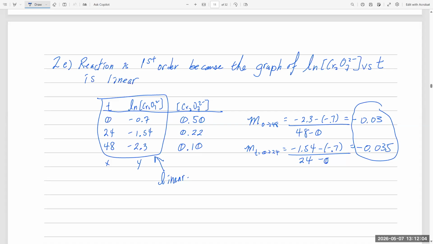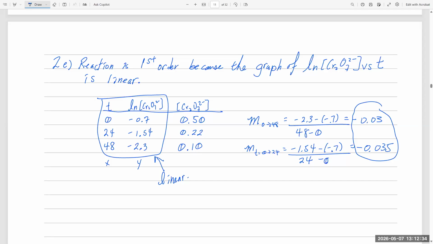By the way, this is where I'm gonna tell you, if you are dying because it's taking too long, I might even skip 2E and just write, without any of the explanation, reaction is first order because graph of natural log of blah blah is linear. Because if you really think about this, look at this, guys. They already told you this is first order. It's not asking you to find it. It's telling you it is first order. Tell us how you know.